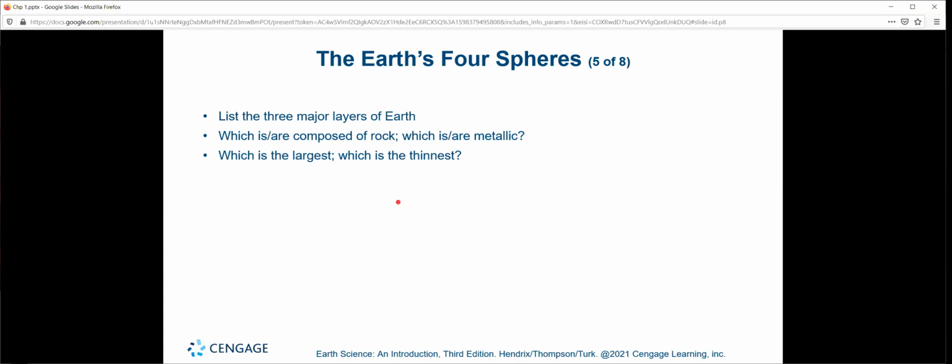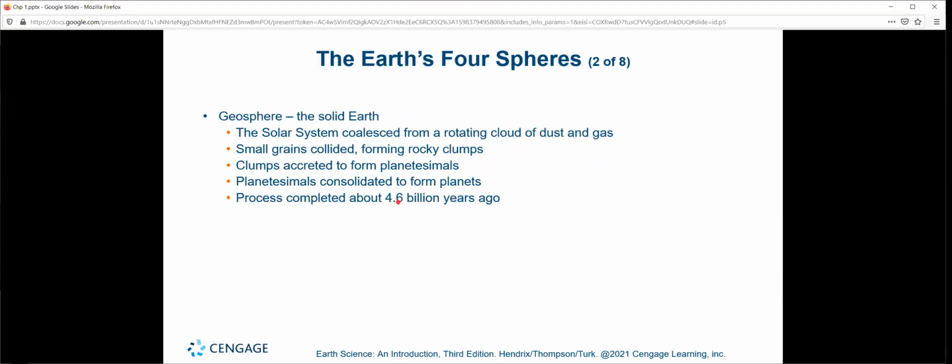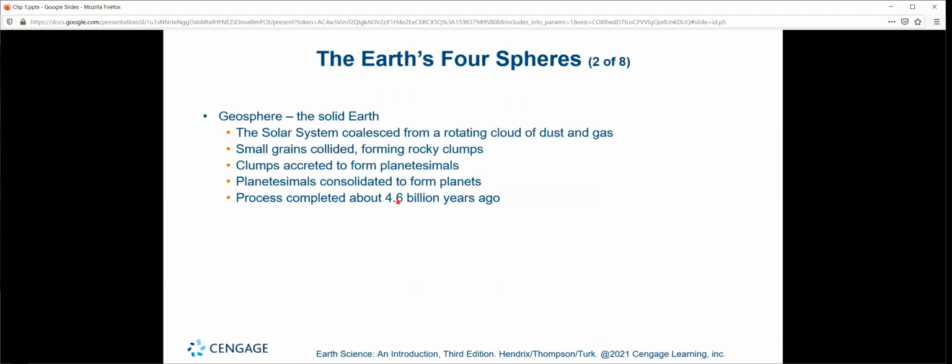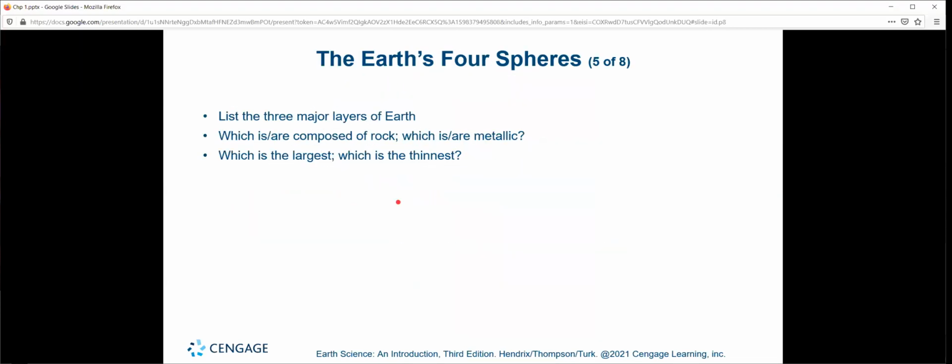So what are the three major layers of the Earth? Well, we talked about that already, right? That would be the core, the mantle, and the crust. The outer core, inner core are different, but you can, in general, consider them a core. And then the mantle, again, has separations to it, but at this level of geology, you can consider it just the mantle.